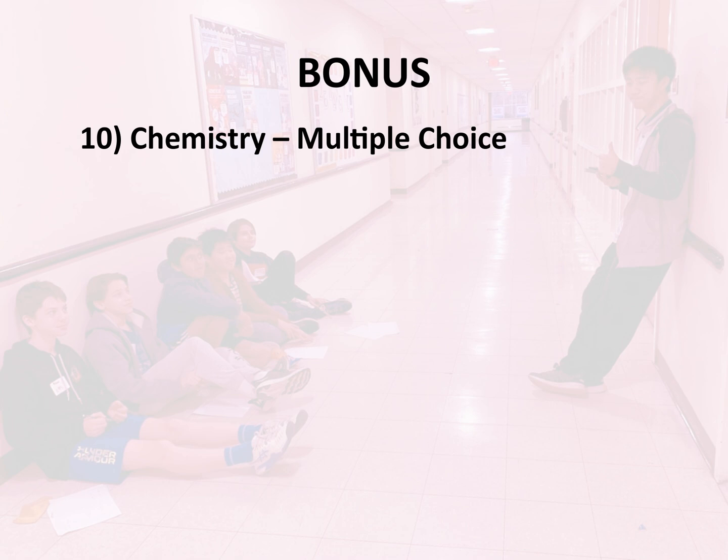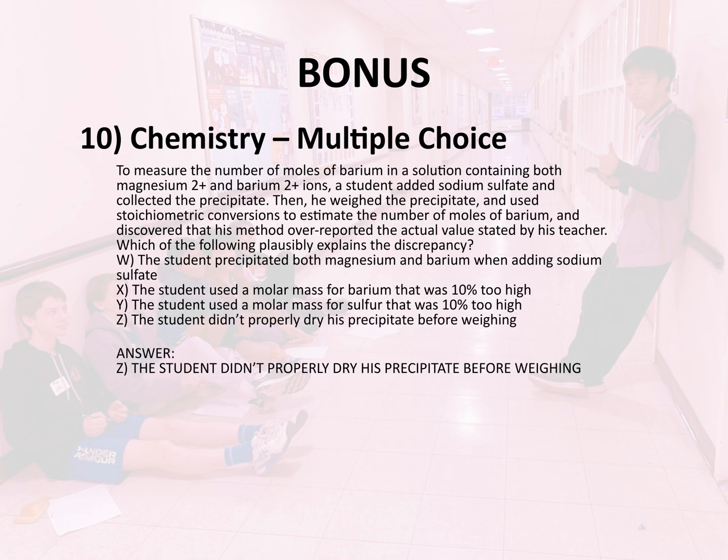W. The student precipitated both magnesium and barium when adding sodium sulfate. X. The student used a molar mass for barium that was 10% too high. Y. The student used a molar mass for sulfur that was 10% too high. Z. The student didn't properly dry his precipitate before weighing. Answer. Z. The student didn't properly dry his precipitate before weighing.